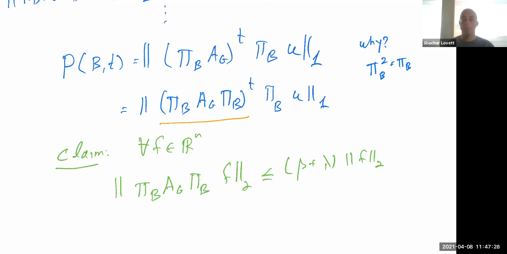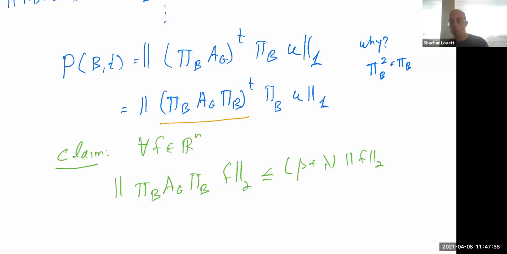So this matrix pi b ag pi b, projection to B, taken in a random step, and projection to B again, contracts any vector in the L2 norm. Notice here, we're not assuming f is orthogonal to 1 or not orthogonal to 1, any vector gets contracted here. So in particular, this would allow us to prove that pi b pbt becomes exponentially small very fast.